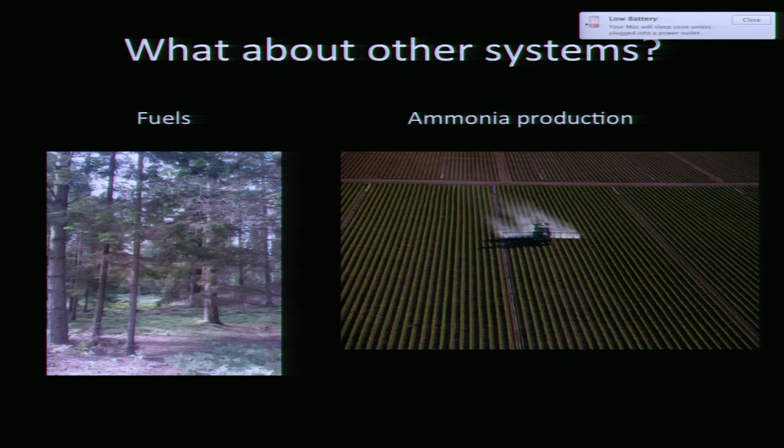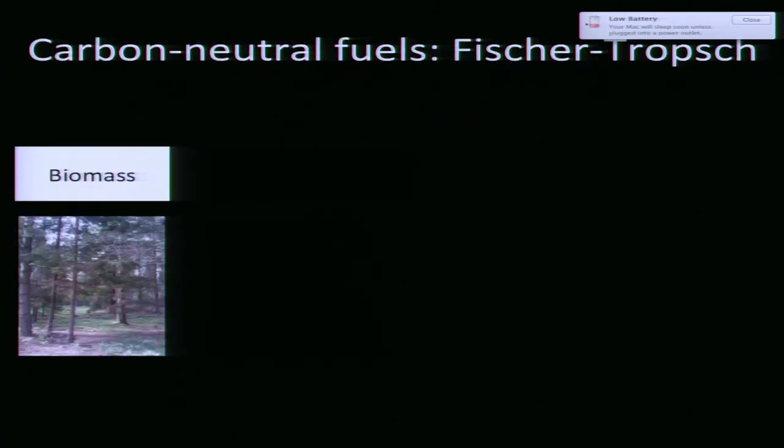So what about other systems? We look at carbon monoxide oxidation, but can we apply this technique to look at other systems as well? And the answer is we absolutely can. I mentioned two earlier, one are fuels and one are ammonia production. And I'll mention some results that we've gotten in both these areas as well as where we want to go in this area. So the first is fuels, or more specifically carbon neutral fuels.